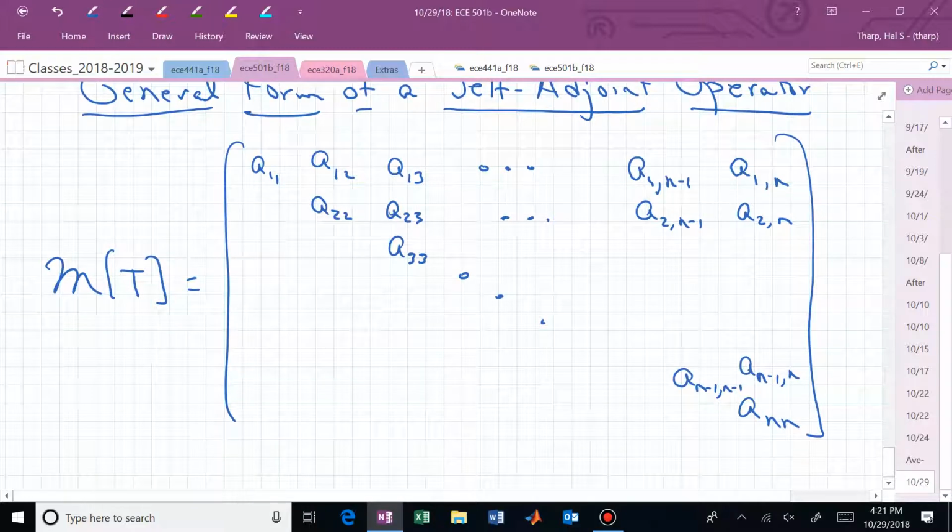What do I know about the elements below the diagonal? Do I know anything about them? They have to be the complex conjugate of all of these that are up above. If I've now labeled these as not being conjugates, I now need this one to be the complex conjugate of A12. I need this one to be the complex conjugate of A13.